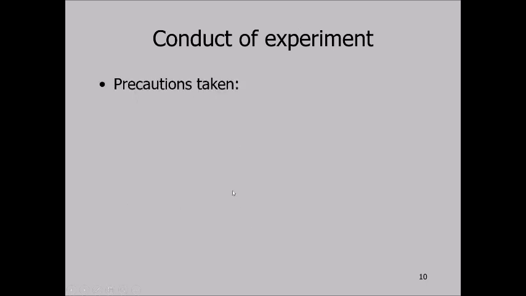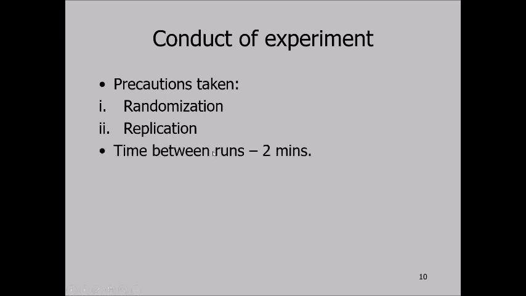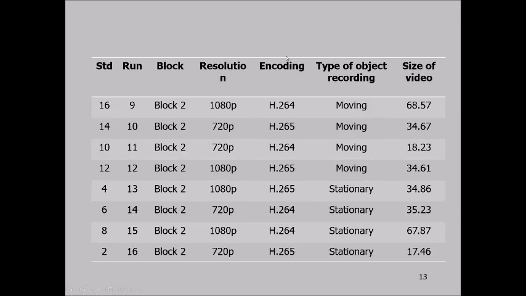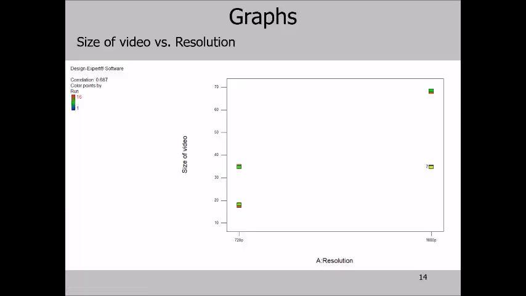Conduct of experiment: precautions, randomization and replications we have to take. The time between the runs we took was 2 minutes. The result table obtained from Design-Expert software after randomization is shown on the screen. Overall we did 16 runs, meaning 2 replications, 2 blocks. Now some graphs as results.